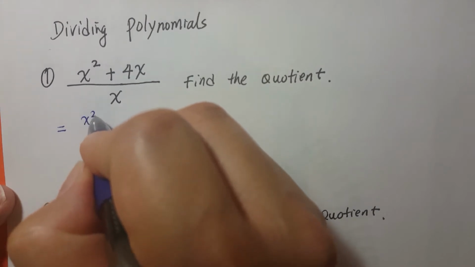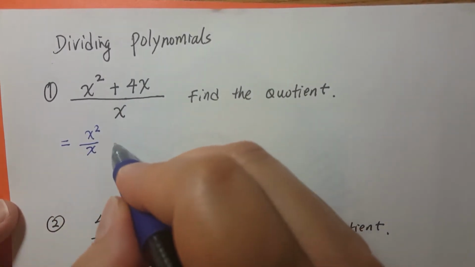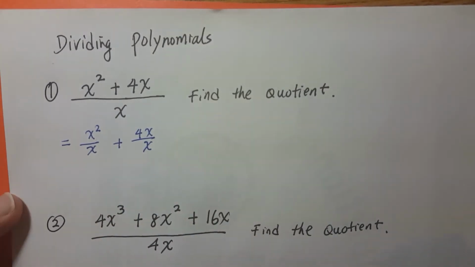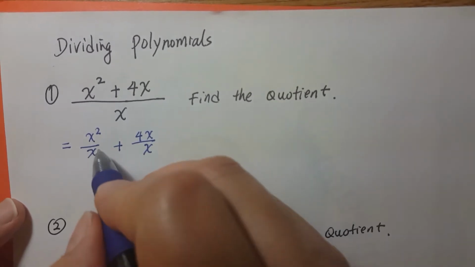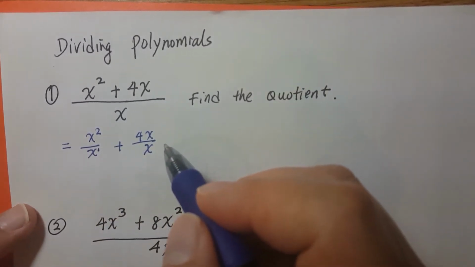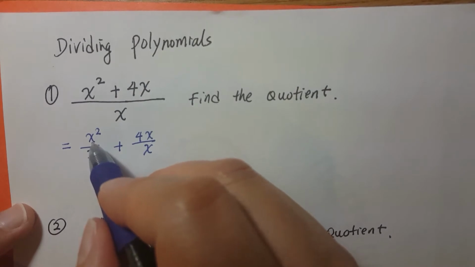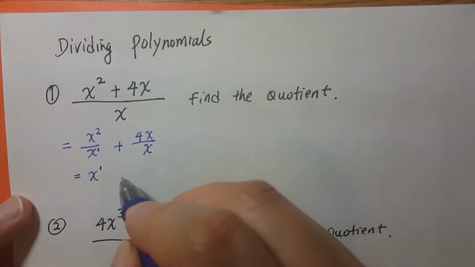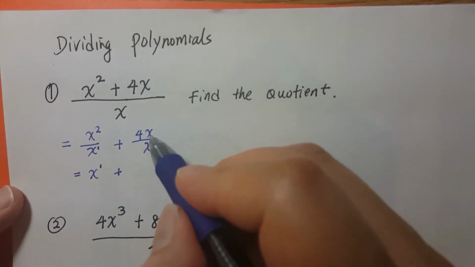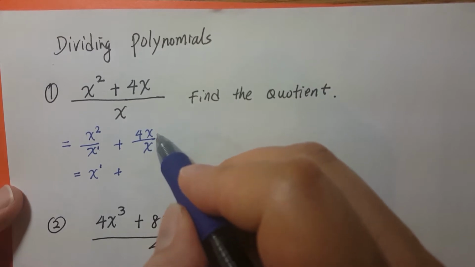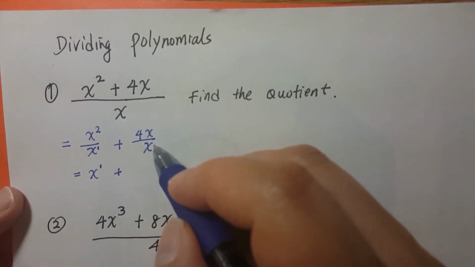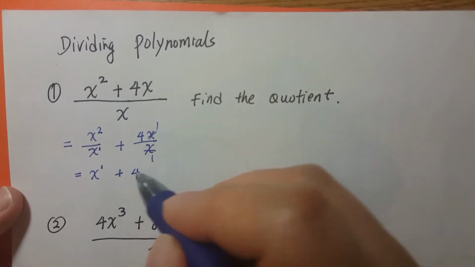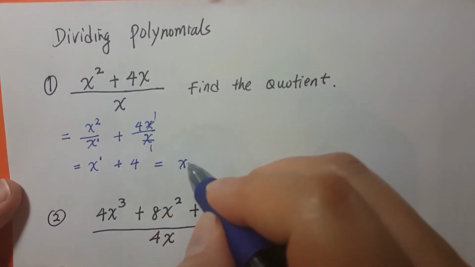So we have x squared divided by x, in the middle is addition, so we put plus, and then 4x divided by x. Now x squared divided by x, the exponent for x is 1. So now what we are going to do is subtract exponent. So 2 minus 1 is 1. So we're going to get x to the first power, and then plus. Now we get x divided by x. A number divided by itself is 1. So we're going to get 1 over 1. So 4 times 1 is 4. So therefore the final answer is x plus 4.